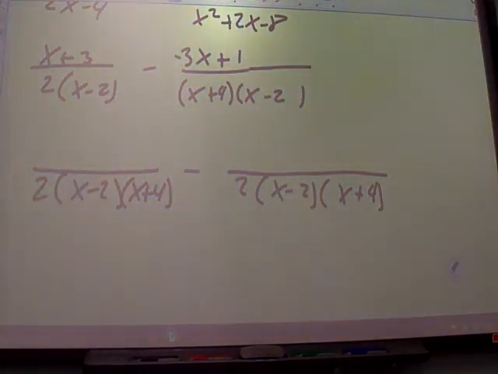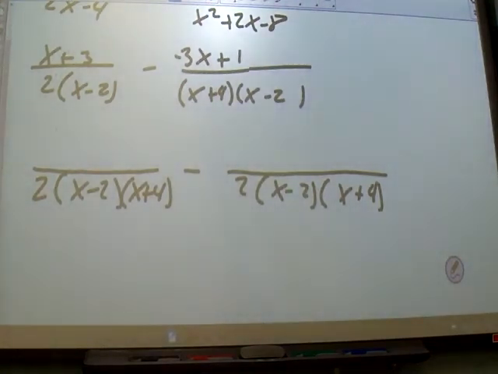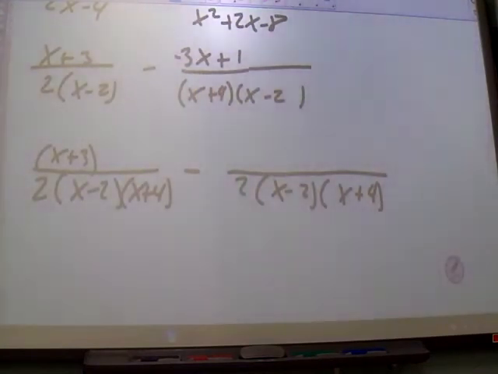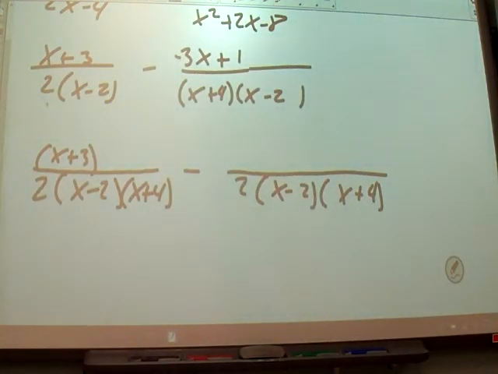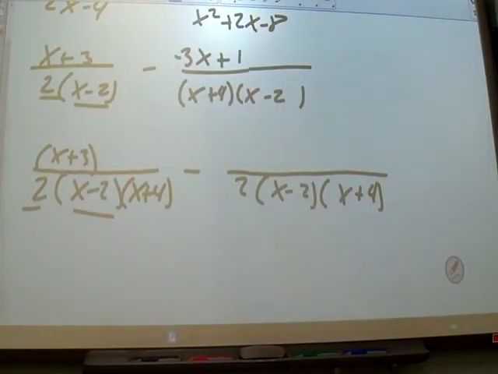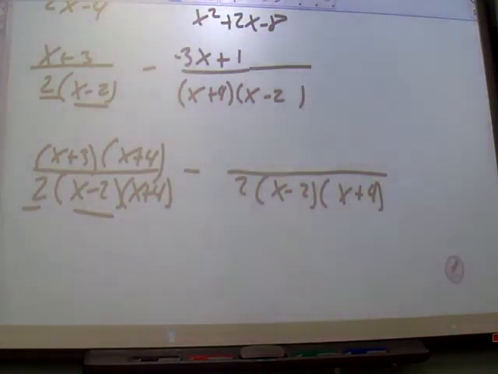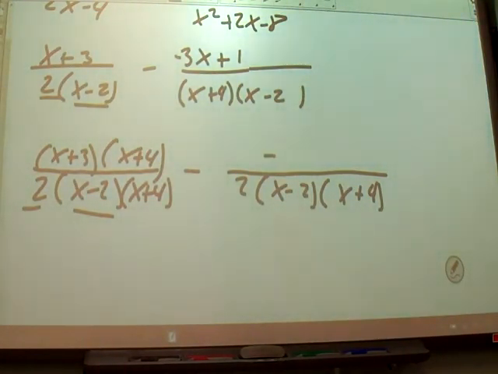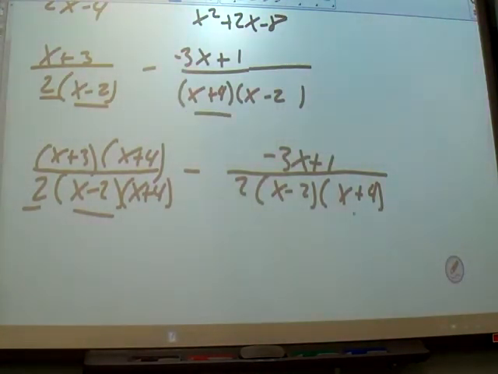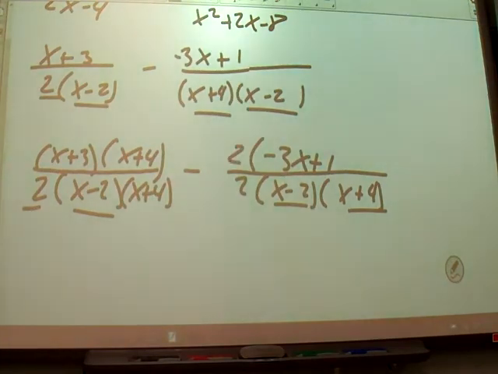Okay, we good on our common denominator? Yep. Alright, on the left, I'm going to bring down what was already on top, the x plus 3. Now I'm going to see what new piece I put on the left side. The 2 was already there, check, check. The x minus 2 was already there, check, check. But this x plus 4 is new, so I got to put it on the top. Okay, on the right, I'm going to bring down that negative 3x plus 1. Now let's see what new thing we added. X plus 4 was already there. X minus 2 was already there. But wait, this 2 wasn't. So I got to put a 2 on the top.